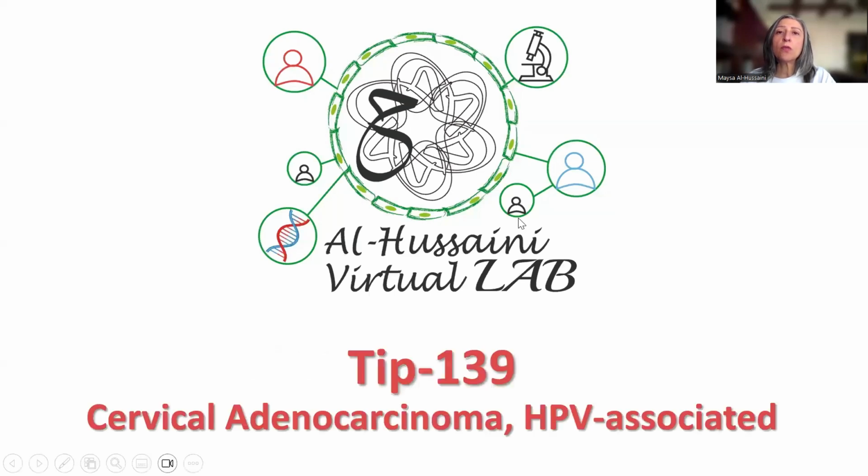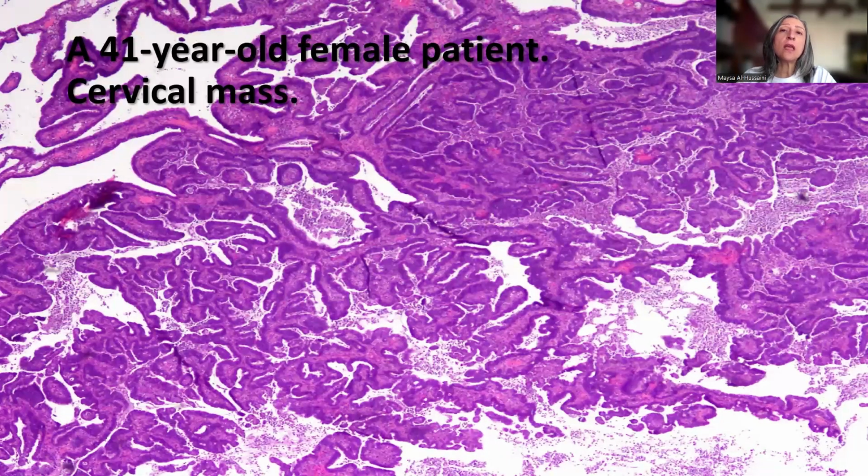What I'm going to be sharing with you today is a nice and typical example of cervical adenocarcinoma, the usual type, HPV-associated. So this is a case of a 41-year-old female patient who was discovered to have a cervical mass. And this is a section from the biopsy on which the diagnosis was based. Now, as you can see, we have here glandular proliferation as well as exuberant papillary proliferation, the exophytic part of the tumor, and this is the endophytic invasive part of the tumor.